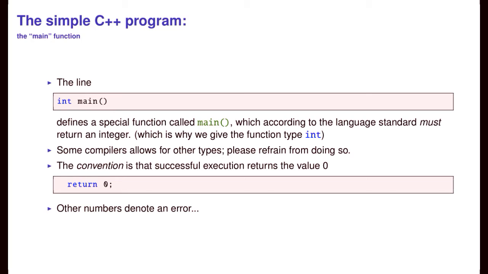Some compilers allow for other types, for example Visual Studio 2010. I'm not so sure about the 2012 version we're going to use this year. If you can, don't. Please refrain from doing so, because the language standard says it has to be an int. And the convention is that on successful execution the value 0 is returned. So that's why there's a return 0 at the end of the code. Typically, if it returns a 1 or a -1, that would probably indicate an error condition.